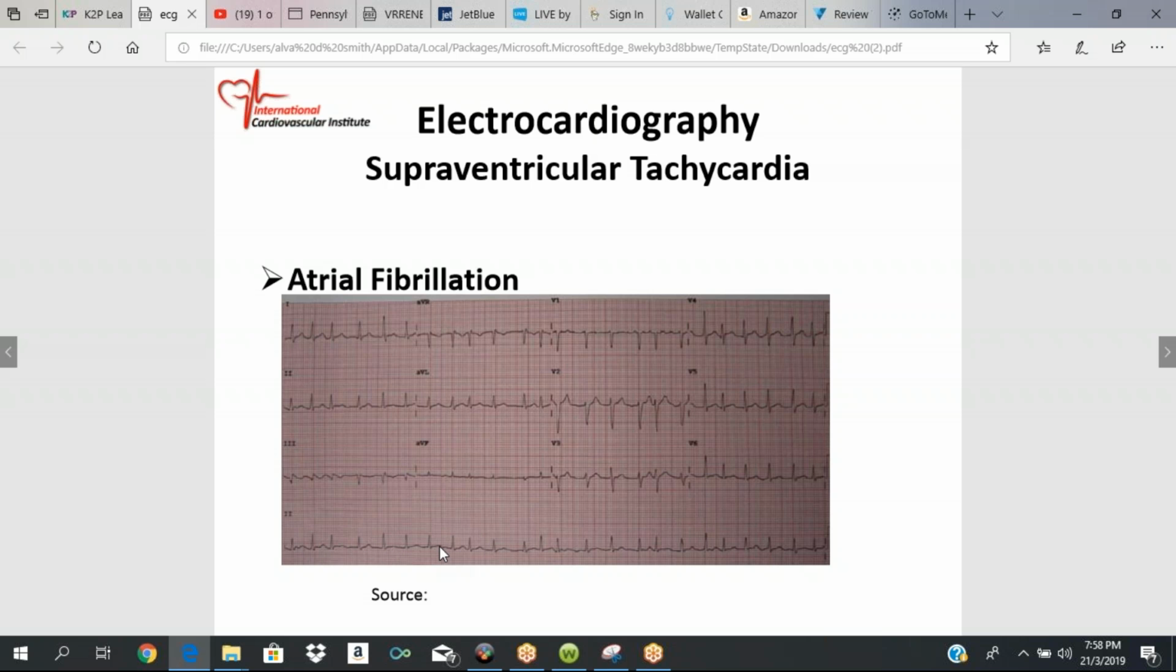The top of the atrium is quivering. It's actually beating sometimes 600 times a minute or more. So you don't see any P wave. Okay? So this is classic atrial fibrillation. And you can see the R to R interval varies. So this is atrial fibrillation with rapid ventricular response.